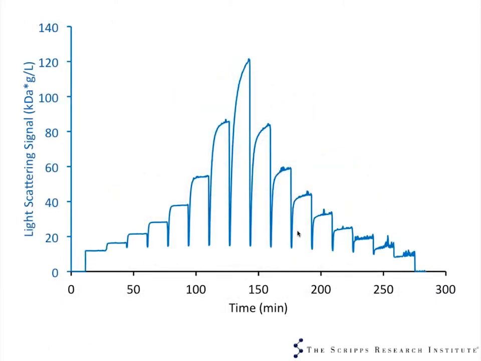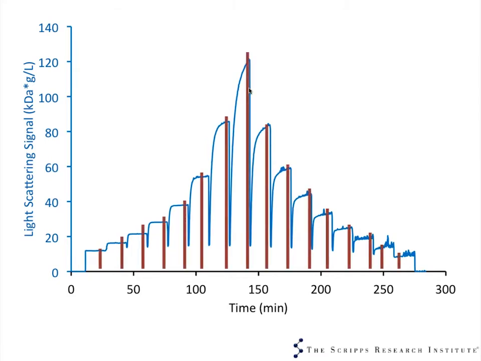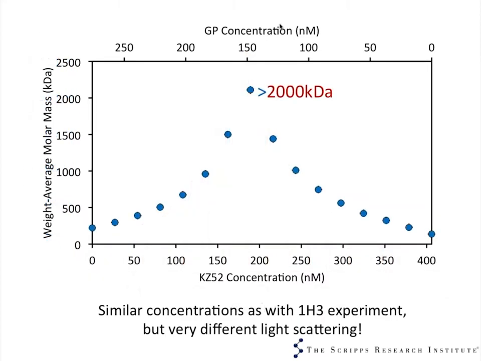So our data looks like this, and you might immediately notice that it looks quite a bit different than the 1H3 data. Number one, we do see very nice plateaus for each different composition, except for this single data set here. Regardless, we can set our data points and obtain our experimental data.